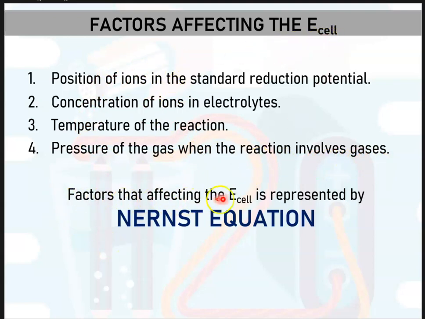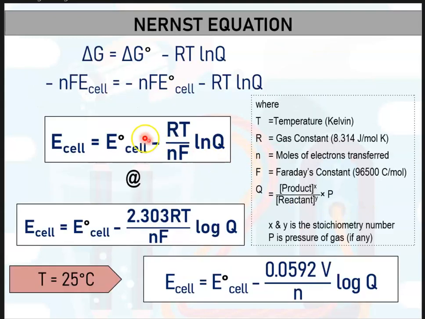Okay, the factors that affect E cell are represented by the Nernst equation. Refer back to the Nernst equation. So this one is the Nernst equation. You see this one, we have the ln Q. Q is the concentration of the electrolyte. T is the temperature. We also have pressure in the next equation that we will look at later. And of course E cell depends on the SRP value in the table. It will affect the E cell.